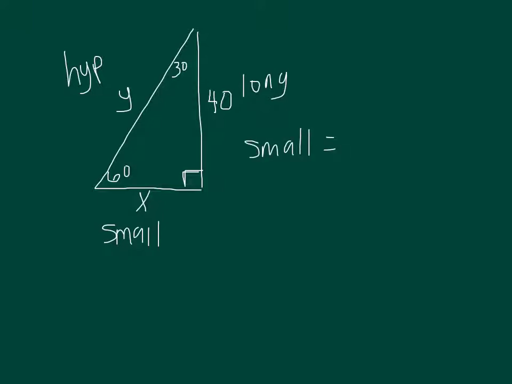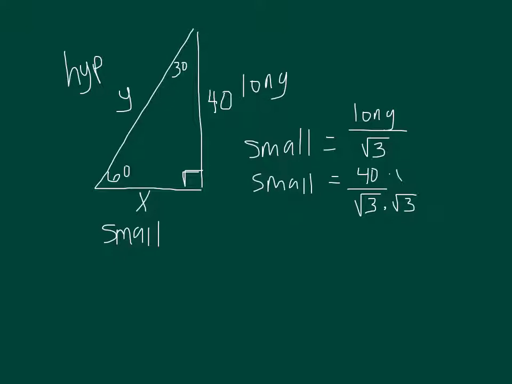equals, and if we have our cheat sheet, or if we have it memorized, it's the long leg divided by radical 3. So the small, now I'm just going to plug in, equals the long, which is 40, divided by radical 3. Now, once again, if we remember from before, we cannot have a radical on the bottom. So we have to rationalize the denominator. So we're going to multiply it by itself. And make sure you do it to the top also. So on top we have 40 times radical 3, which is 40 radical 3. I'll leave it separate. And then radical 3 times radical 3 is 3.